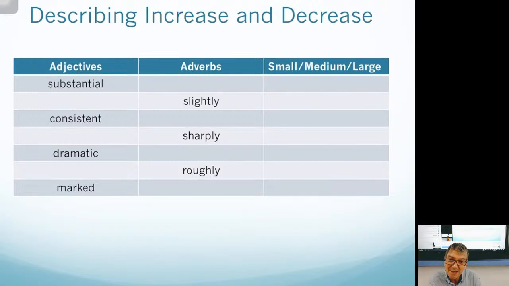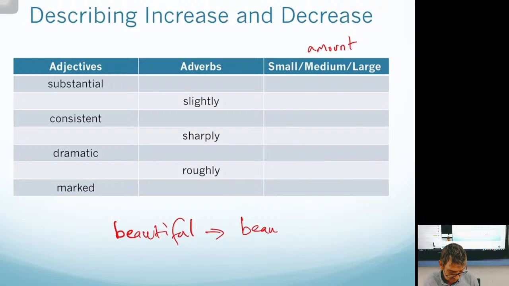And then if that's a bit too easy for you, tell me which one it is. What kind of amount is it? Is it a small amount, or a medium amount, or a large amount? All right, so I'll give you 30 seconds to a minute. Just have a quick look at that. And I'll tell you the rule at the bottom. So if you're changing an adjective to an adverb, we just add ly.